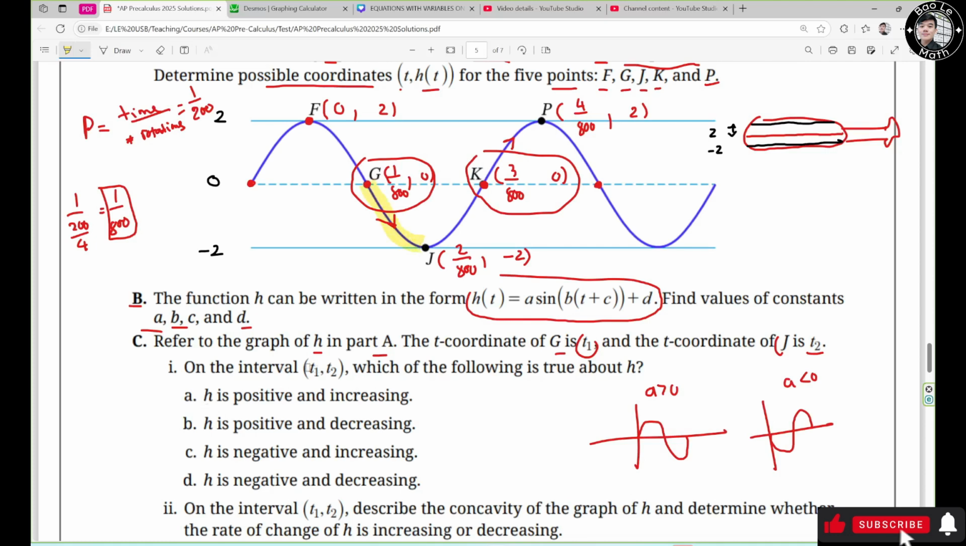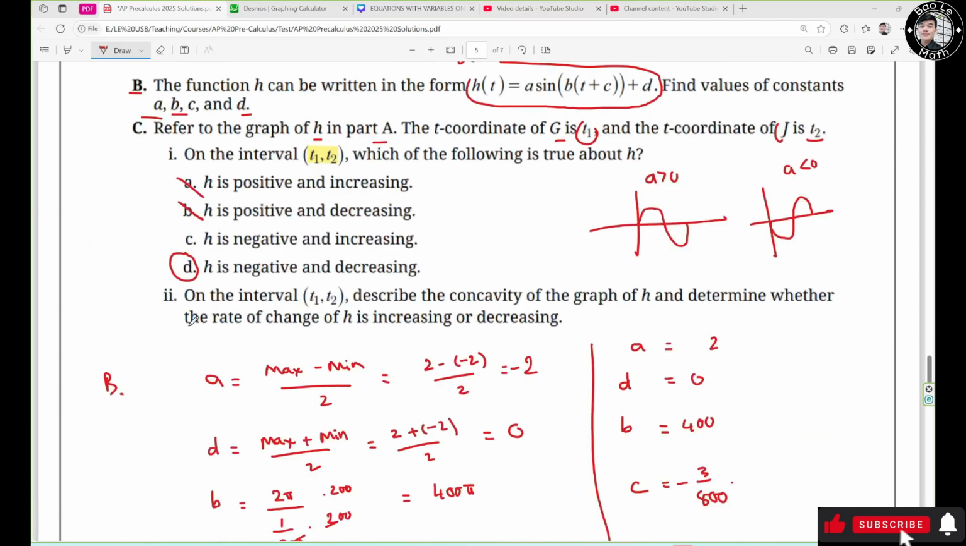On the interval t1, t2, which of the following is true about the function h? Now, in order to know if the function h is positive or negative, look at the y-coordinate. The y-coordinate right here is less than 0. You see that 0 and negative 2 are less than 0. So the function must be negative, so I need to eliminate A and B. Now the function is going down, which means it's decreasing. So the answer must be D.